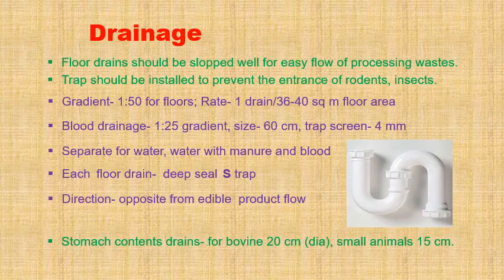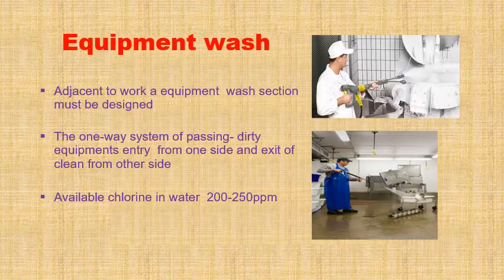And then direction. It should be opposite to the edible product flow. That is, the direction of the drainage should be away from the edible product flow. Then stomach contents, for that separate drainage. In case of bovine it is 20 centimeter diameter, and in case of small animals it should be 15 centimeter diameter. We are talking about the facilities.